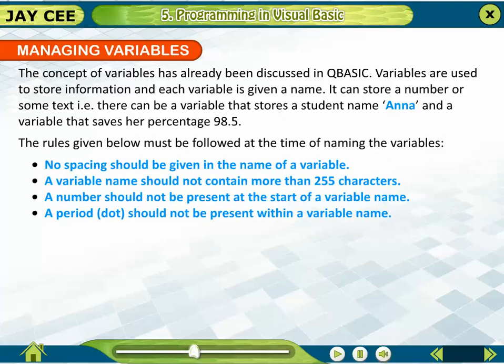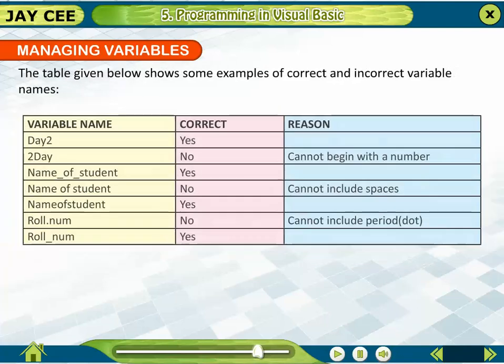The rules given below must be followed at the time of naming the variables. No spacing should be given in the name of a variable. A variable name should not contain more than 255 characters. A number should not be present at the start of a variable name. A period, dot, should not be present within a variable name. The table given below shows some examples of correct and incorrect variable names. Variable name, correct, reason.